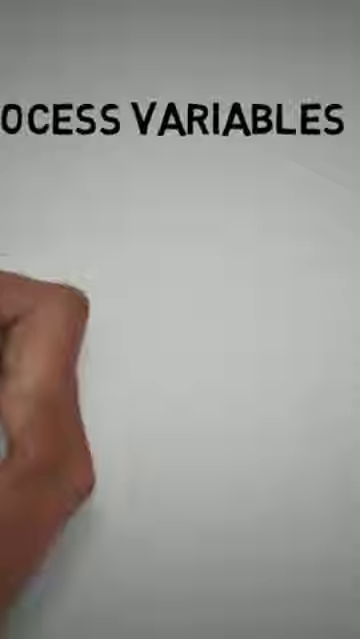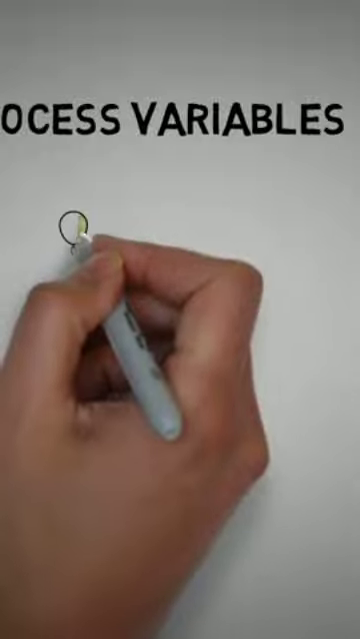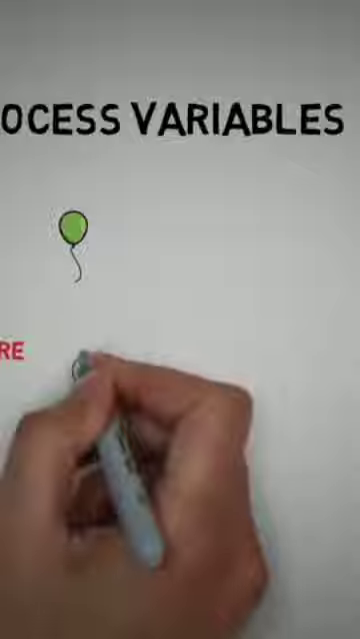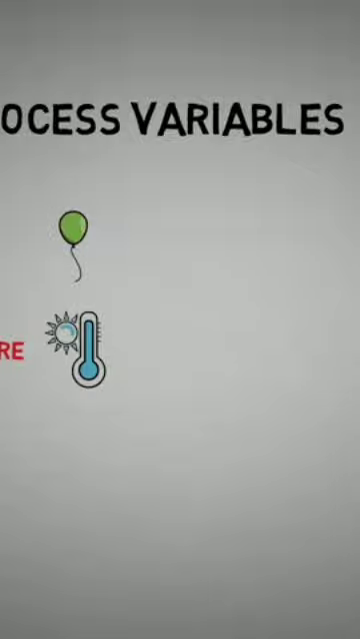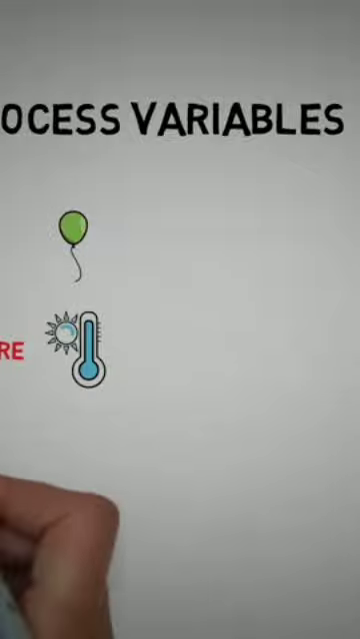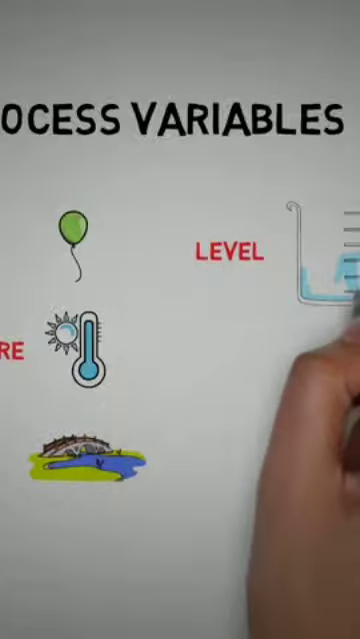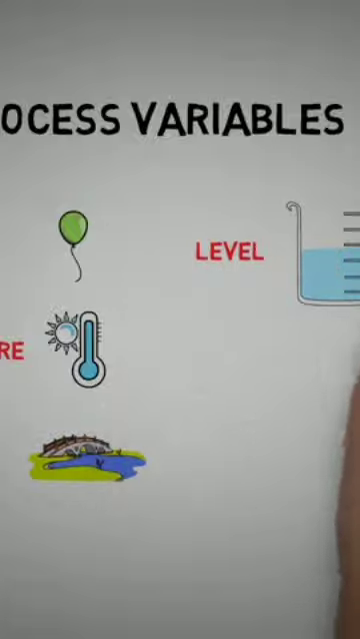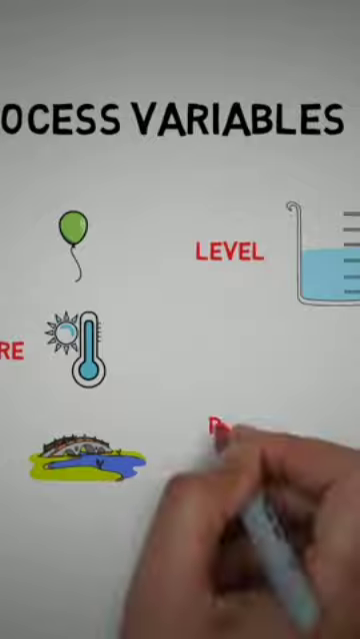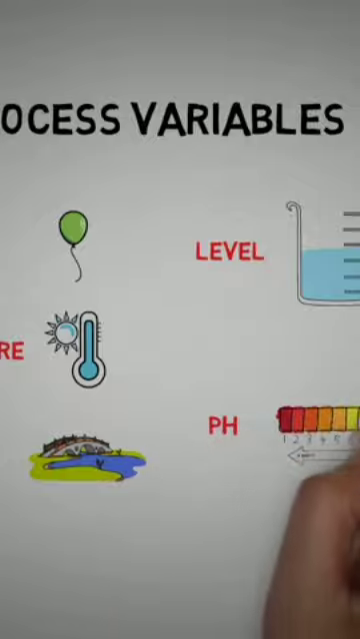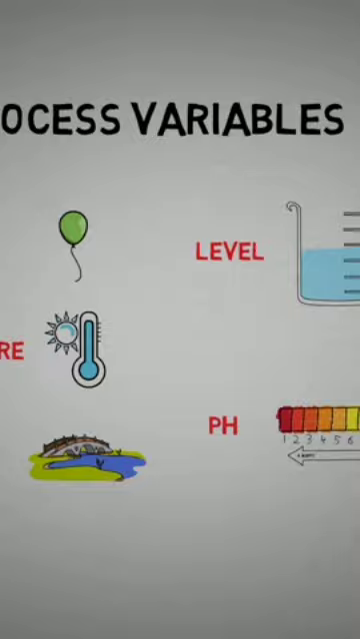Industry has various types of process variables it wishes to control. Here are the main ones you will find. Pressure. This could be the pressure of gas within a pipework. Temperature. The temperature of a reactor, for example. Flow. The flow of chemical dosing in a process plant. Level. This could be the height of liquid in a vessel. And pH. This could be the pH of a wastewater system, for example.